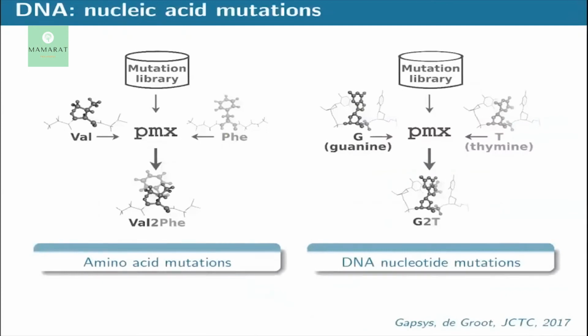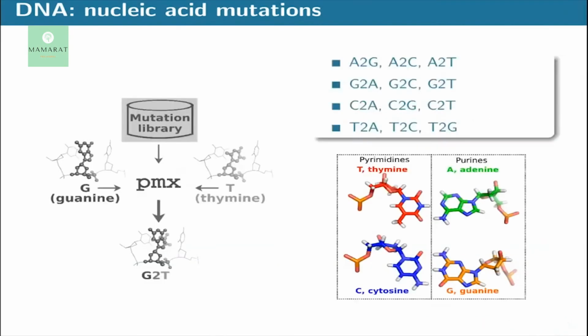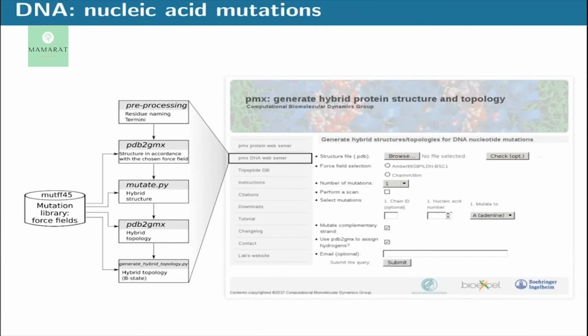Now, the underlying mechanism, how we will be doing this, is very similar. So we will again be using PMX. Just in this case, as previously we used amino acids to create hybrid structures and topologies, here we'll be using nucleic acids, nucleotides, to make a hybrid nucleotide structure and topology. In this case, all the technical details are identical to the amino acids, except that the library is also smaller and it contains different elements. Also, we have a web server which can do the whole process automatically.